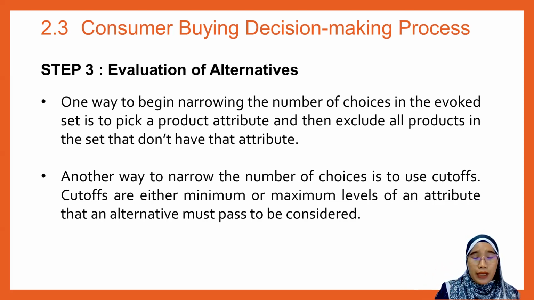Okay, then what happened in step number 3? One way to begin narrowing the number of choices in the evoked set is to pick a product attribute and then exclude all products that do not have the attribute. So this is where we compare the alternatives. Another way to narrow the number of choices is to use a cutoff. A cutoff is either a maximum or minimum level of the attribute.